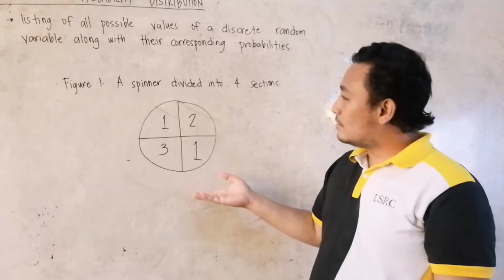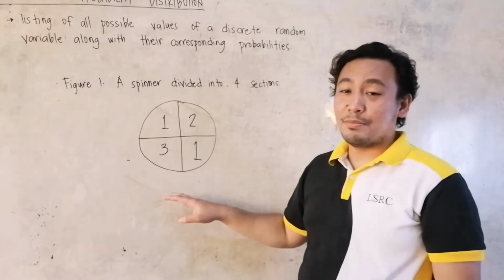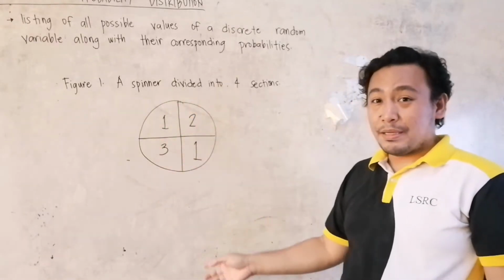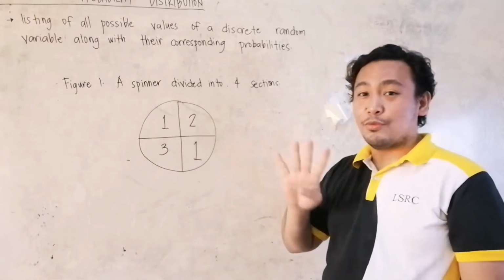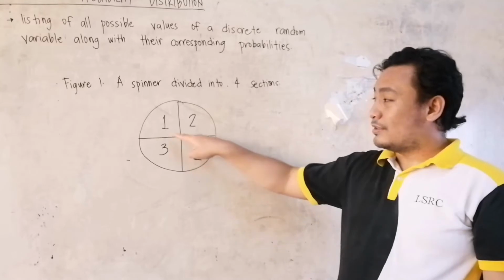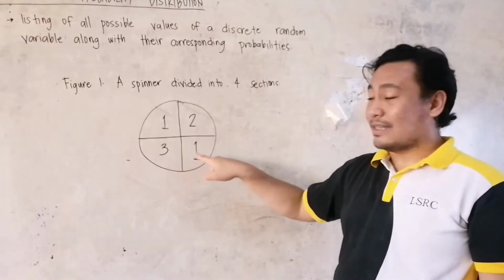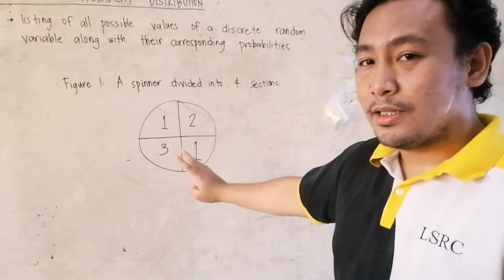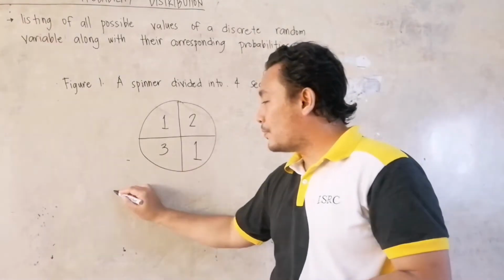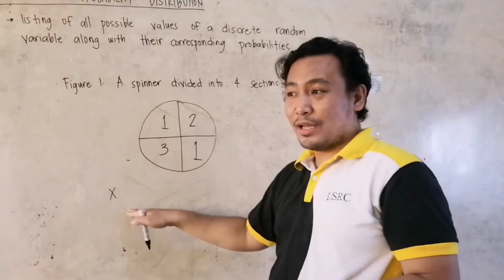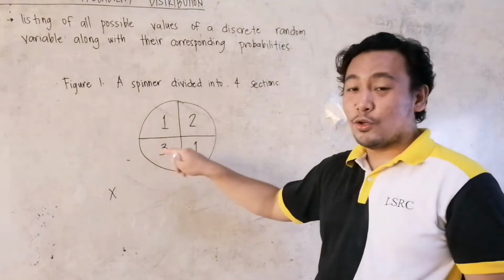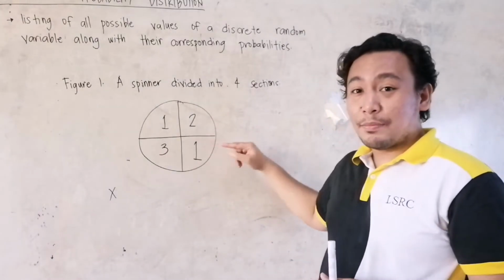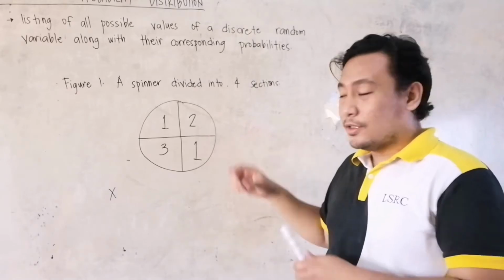So, let's look at this first example, figure number 1. This is a spinner. Assuming na ito yung spinner natin, pinapaikot natin, and this is divided into 4 sections na merong numbers 1, 2, 3, and then another 1. In listing the possible values, let's say that we have the x, yung x natin is kung ano-ano yung numbers dito, kung ano-ano yung pwedeng lumabas. For example, yung spin natin, saan tatapat yung point.